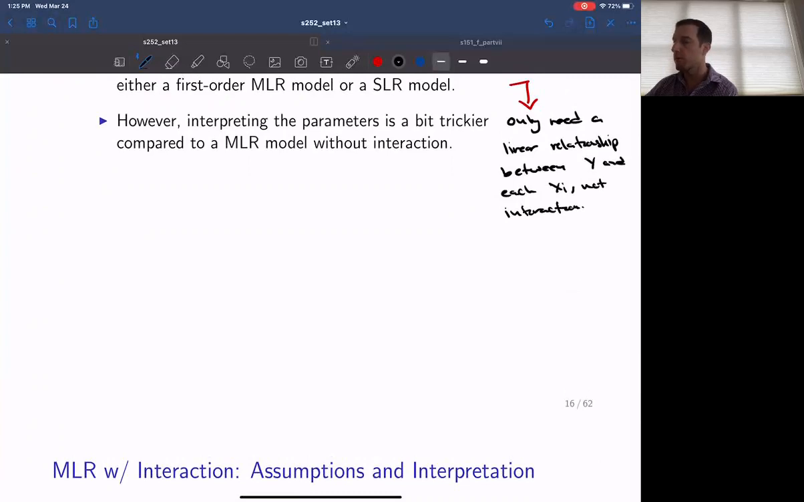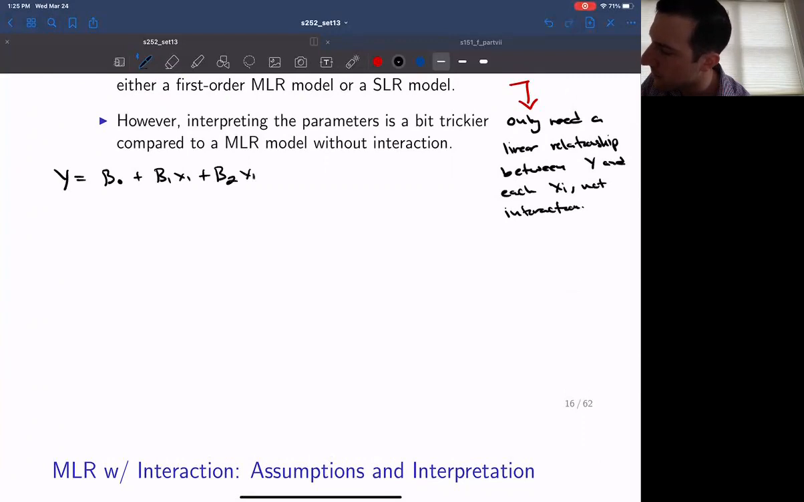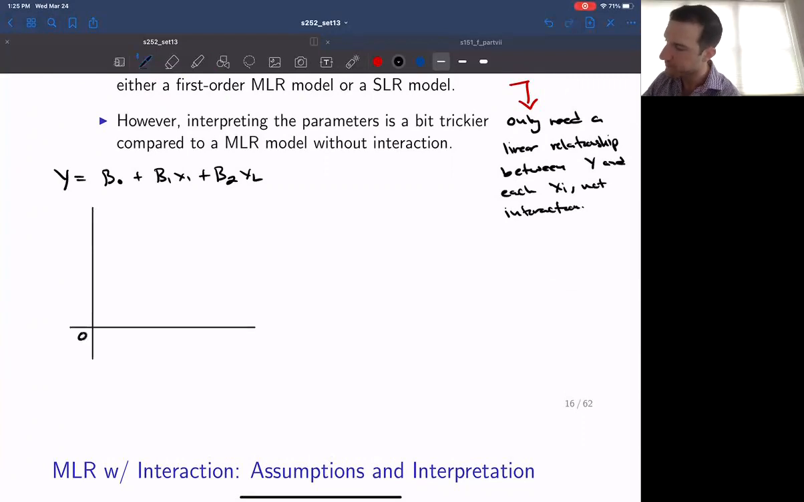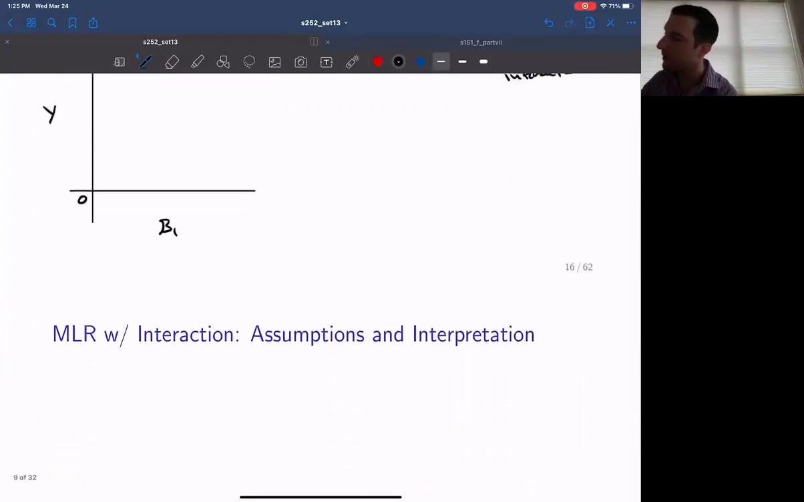Now, interpreting the parameters of the model. So we're going to look at an illustration of this momentarily. But what I wanted to communicate here is that interaction does complicate our interpretation. So to try and illustrate this, we'll consider two models. So let's take our first order regression model. And then let's consider one of the scatter plots here. Okay, it's y, and we'll call this x1.